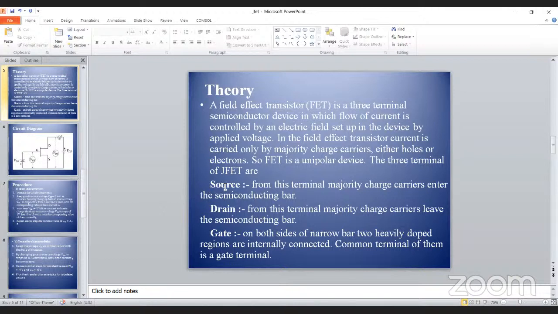Achal, directly go to the experimental part. Yes, sir. Experimental part. Go to experimental part. Okay.